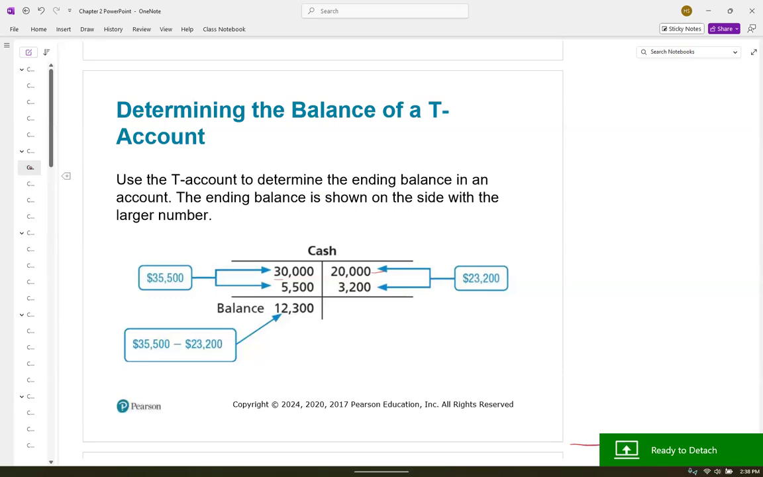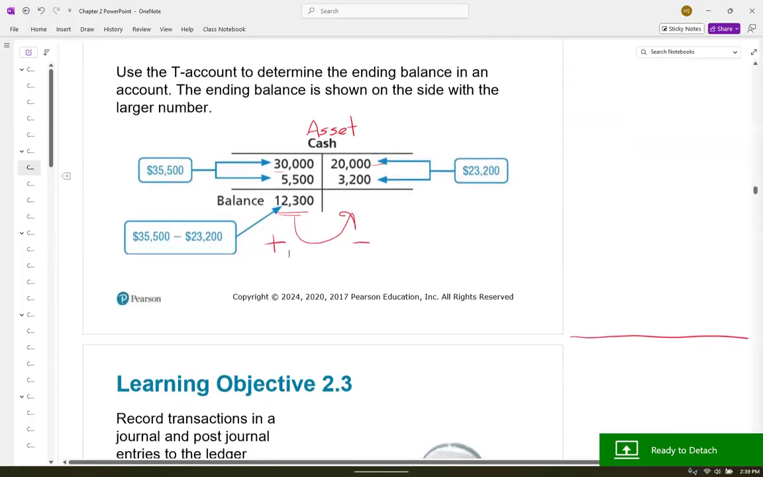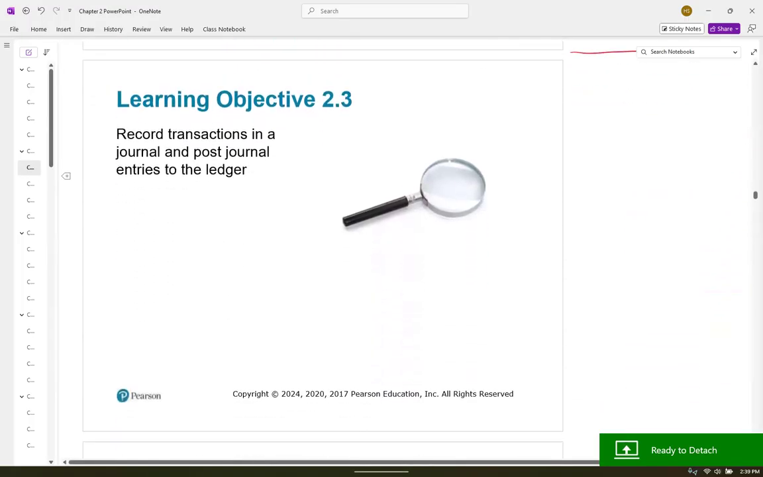And we're going to end up with a balance on the normal balance side. Cash is an asset. Assets have a normal debit balance. You could flip over and have a negative balance. That means you're negative in your checking account, which is not a good thing. It does happen. It is kind of rare in the accounting classroom to ever see that, though. All right. We will pick up in the next video on the next learning objective.